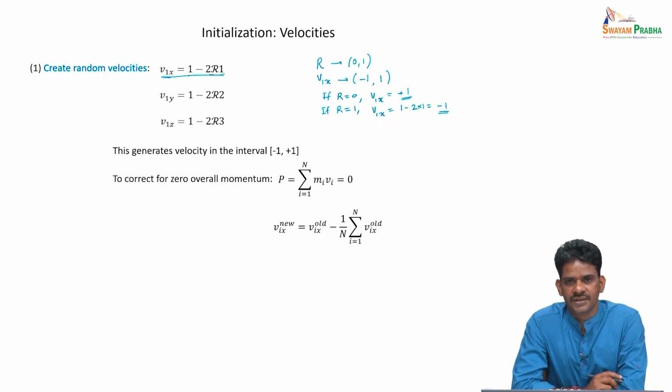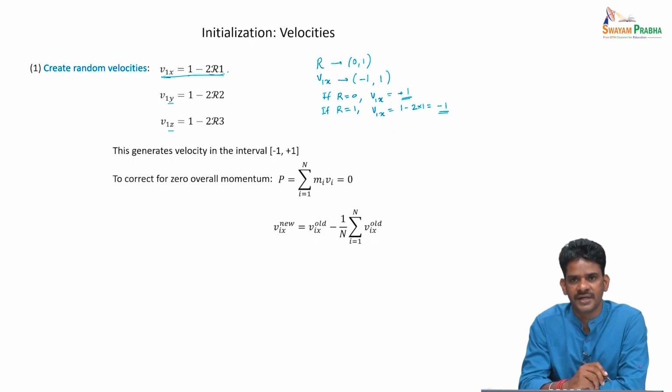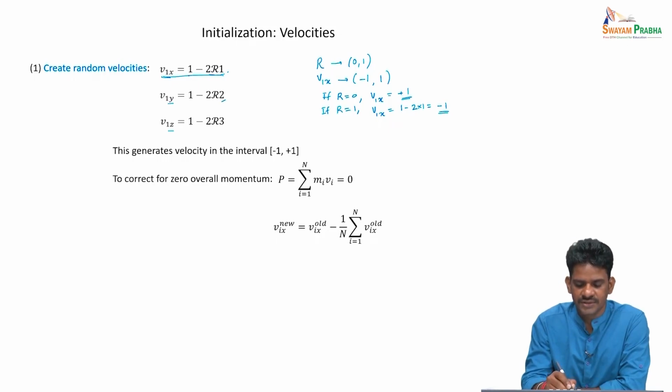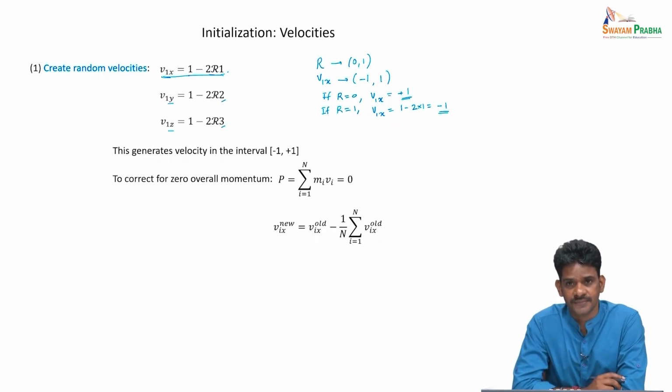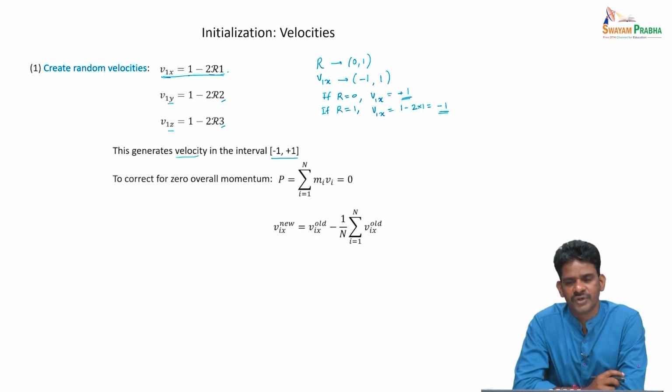So, we assign the first particle's x velocity by this expression, and we repeat the same thing for the y component and z component of the first particle velocity using other random numbers r2 and r3, and we repeat this for all the particles in the system from 1 to n. So, essentially after doing this algorithm, we would have generated velocities in the interval of plus 1 to minus 1 for all the particles.